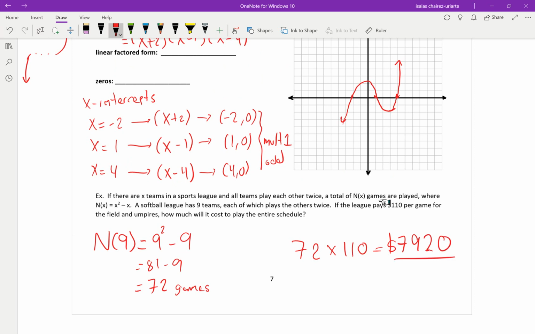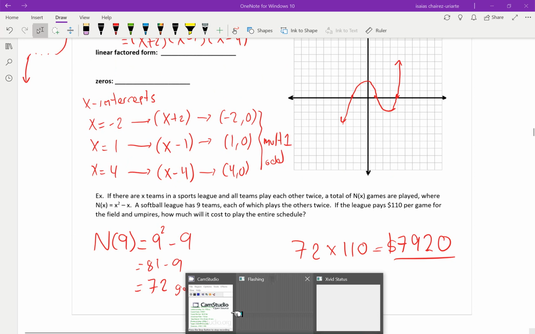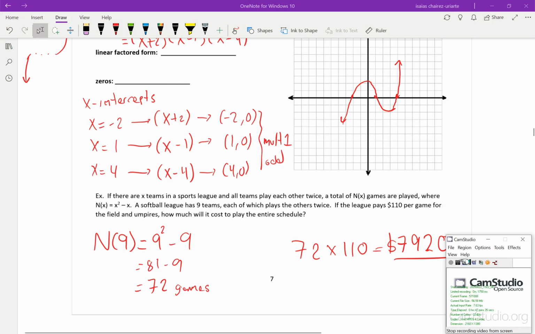This is a polynomial of degree 2. We didn't really need to know its graph, but whatever, just a little bit of practice with polynomials. All right, so that is it for this section. Thank you, and I'll see you in section 4.2.